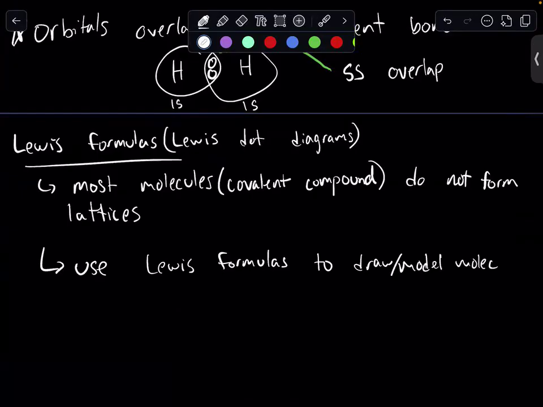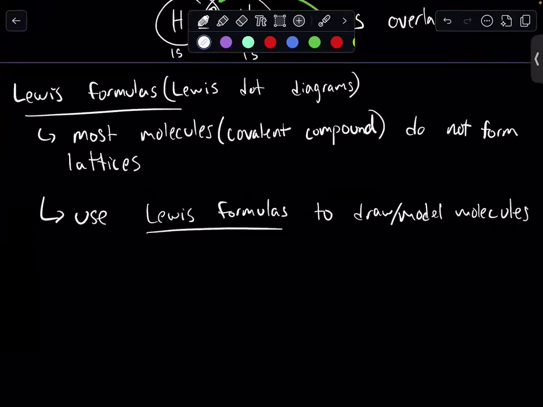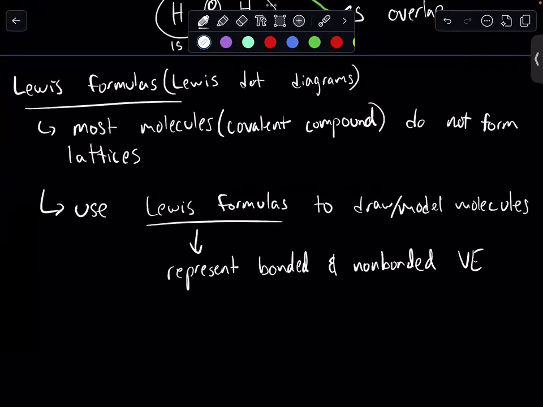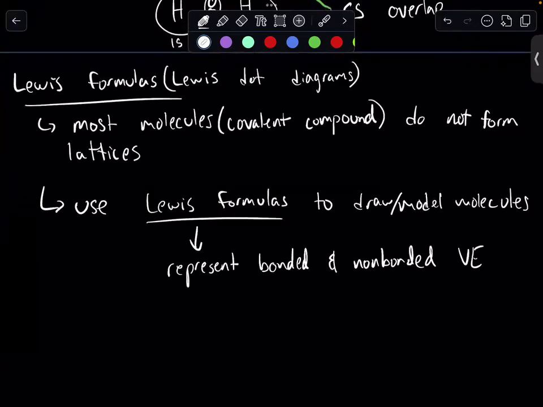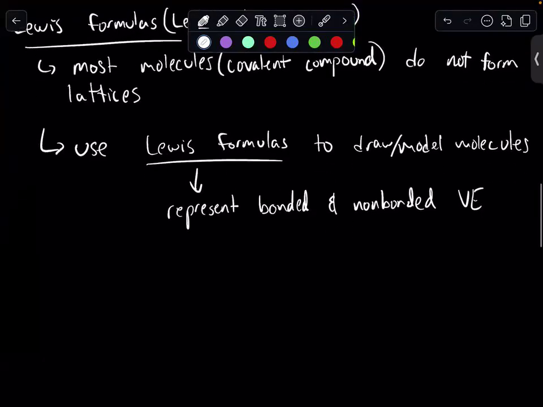And Lewis formulas have a very good advantage over any other diagram because Lewis formulas specifically represent bonded and non-bonded valence electrons, which are the really key aspects of this. They show them very well. So we're going to go over a couple types of diagrams that we use, and you'll see the benefit of Lewis formulas. So we could have the Bohr diagram.